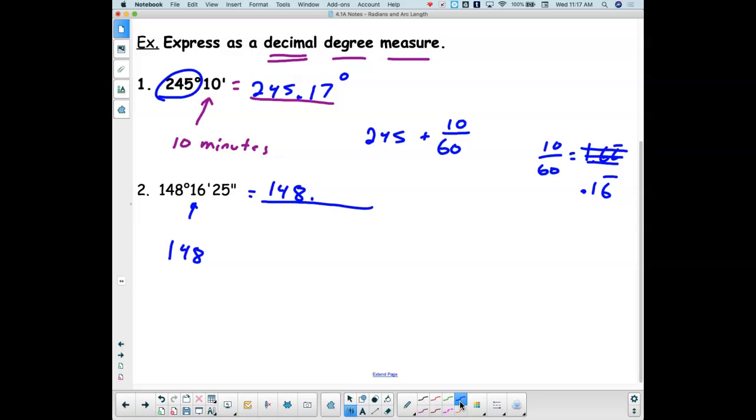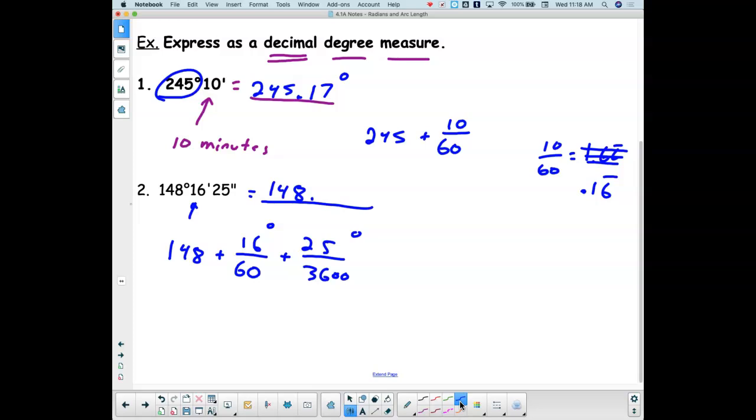I don't really need to hit the 148, but I just want to add: it's 16 out of what? Oh, 16 out of 60. And then it's 25 out of what? We remember we want these things in degrees. So it's 25 seconds out of 3,600. So I hit that on my handy-dandy calculator, and then I round that off.